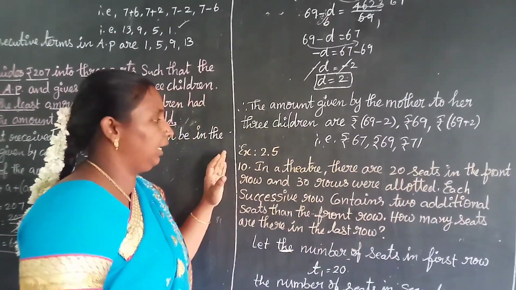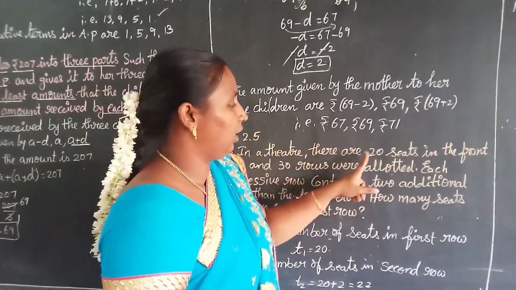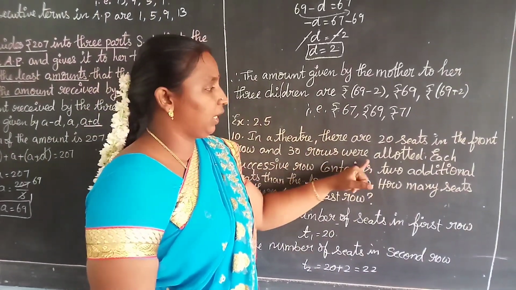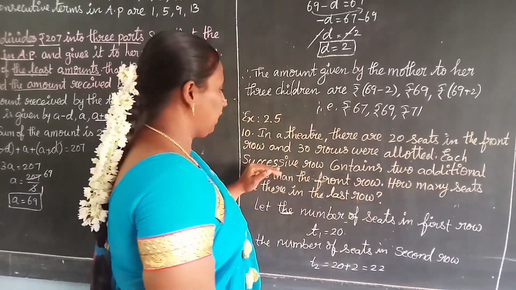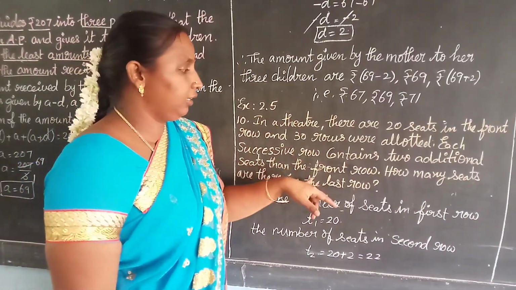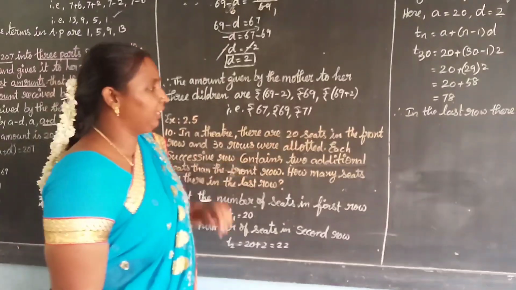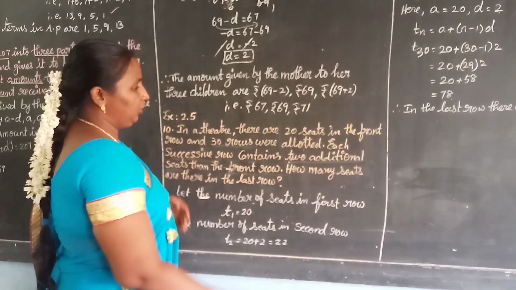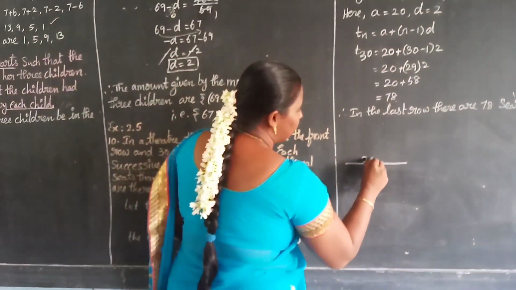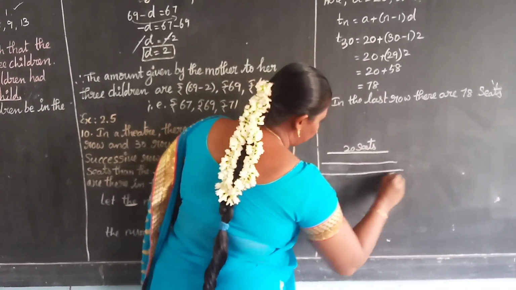Okay. So next, exercise 2.5, 10th one. In a theatre, there are 20 seats in the front row and 30 rows were allotted. Each successive row contains 2 additional seats than the front row. How many seats are there in the last row? Given 20 seats in the front row. So this is the front row. Now in this front row, how many seats are there? 20 seats. So next successive rows are there.